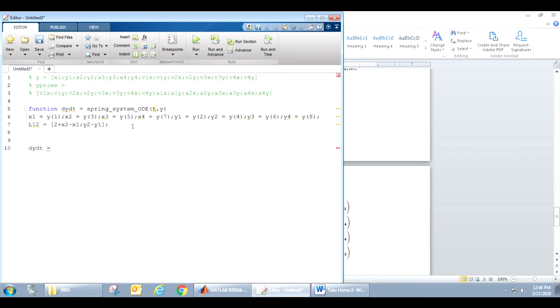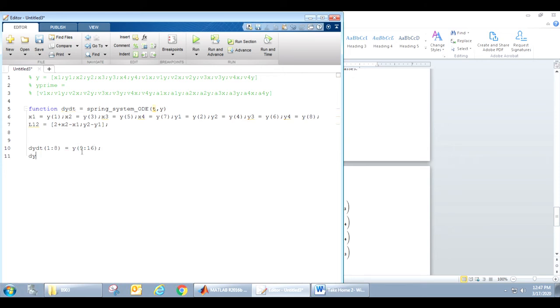And I'm going to do this 8 elements at a time. I'm going to do the first 8 all at once. What are the first 8 elements of dy dt? Well, that's these: v1x, v1y, v2x, v2y, and so on. Where can we find those in y? They are the last 8 elements. So dy dt 1 through 8 is just y 9 to 16.